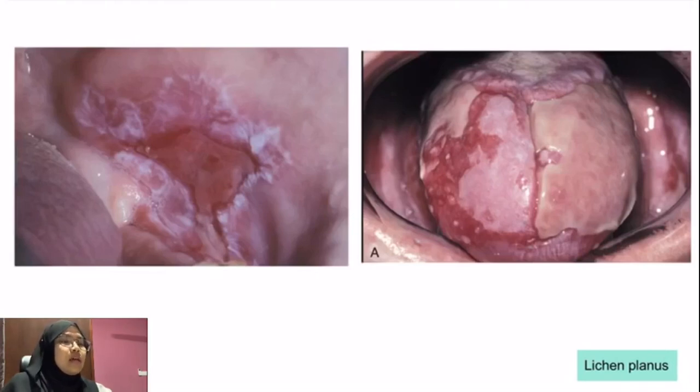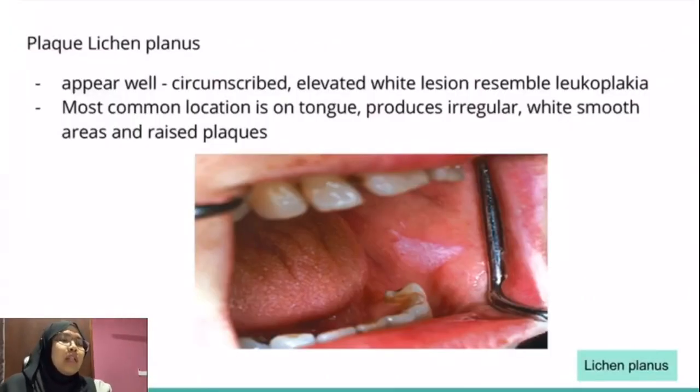As you can see, the first picture shows the central ulceration in the erosive lichen planus on the buccal mucosa, and you can also see the lichen planus on the tongue. Next is the plaque lichen planus. It appears as a well circumscribed, elevated white lesion which resembles leukoplakia, and it is most commonly seen on the tongue, where it produces irregular white smooth areas and raised plaques. You can see the plaque form of lichen planus on the buccal mucosa in the picture.